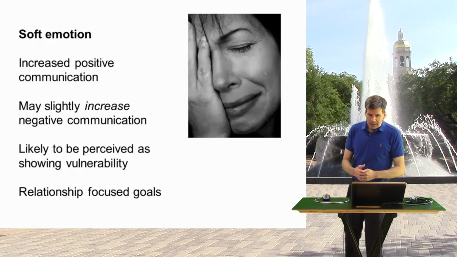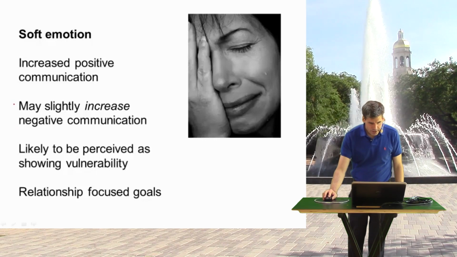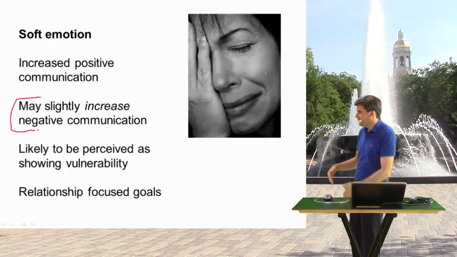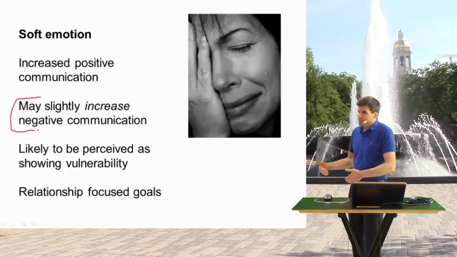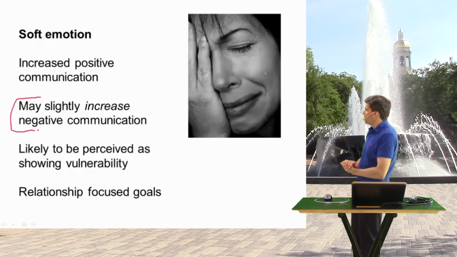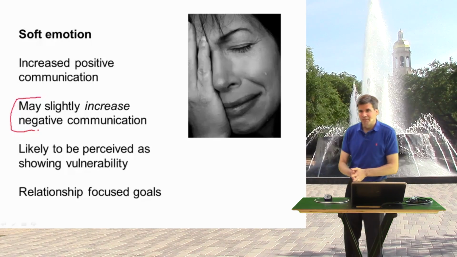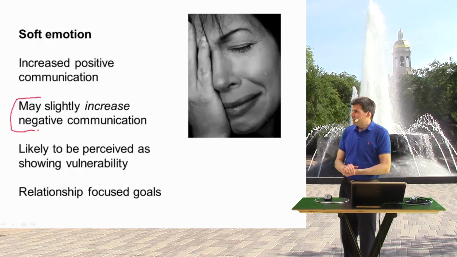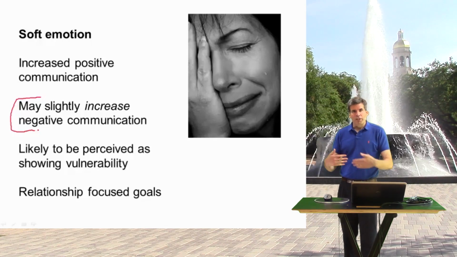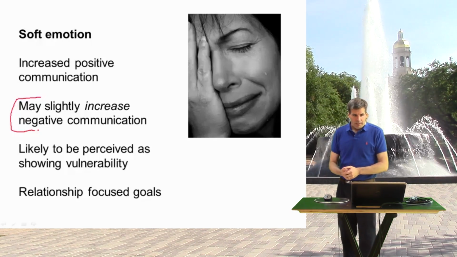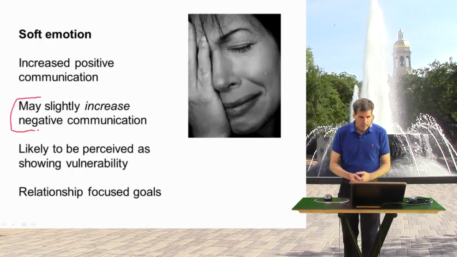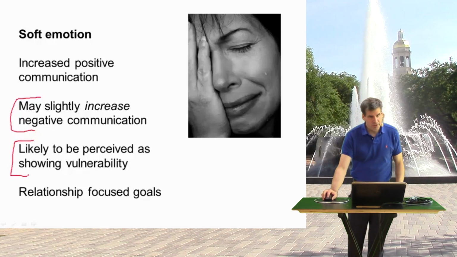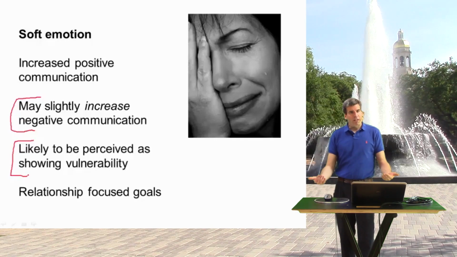Now, on the other hand, you might slightly increase your negative communication as well. So it's not entirely all positive, because if you're feeling sad, you might do a little better job of expressing yourself. But then on the other hand, you might also do some negative things. You might criticize your partner or say something that cuts your partner down or accuses your partner of something. So you might use some negative as well. Whereas hard emotion is associated with being assertive and maybe being threatening.